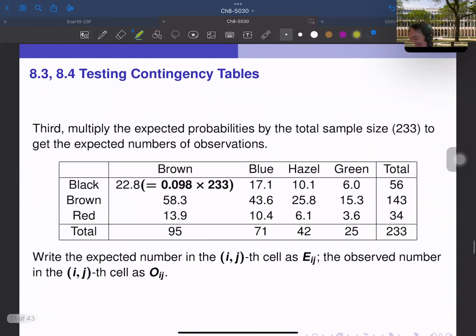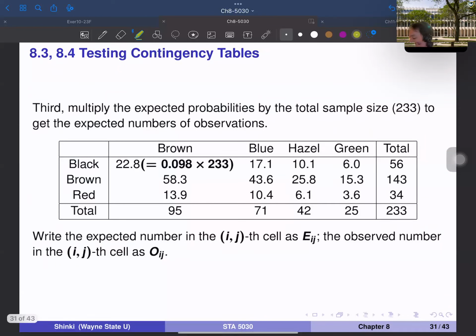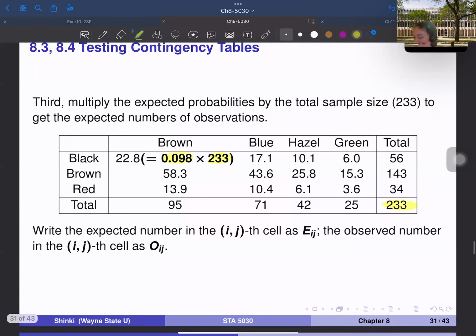So probability factors into products. Then after that, we consider the fact that we have in total 233 students. So we multiply 233 with this percentage, 9.8%. Then we get 22.8 students. So this is the expected number, so it does not have to be an integer. And you can do that for each cell.